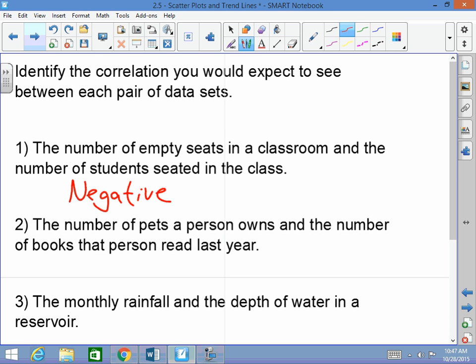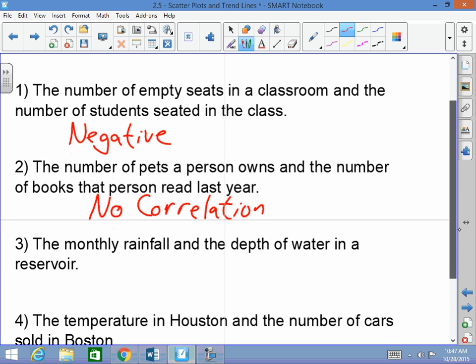Very good. How about number 2? The number of pets a person owns and the number of books that person read last year. There's no correlation there. I could be an avid reader and not like animals. I could be an avid reader and not have time to own an animal. I can hate reading and have a menagerie of animals. I can be a farmer and maybe I never read a book in my life. So there's no correlation there.